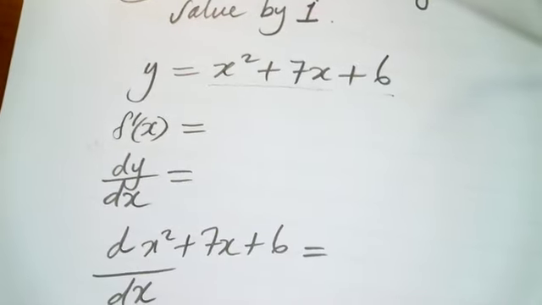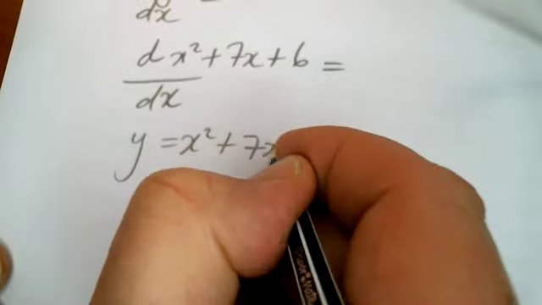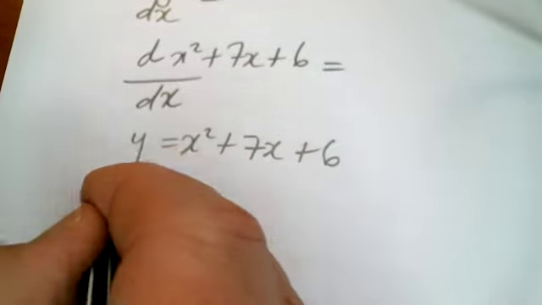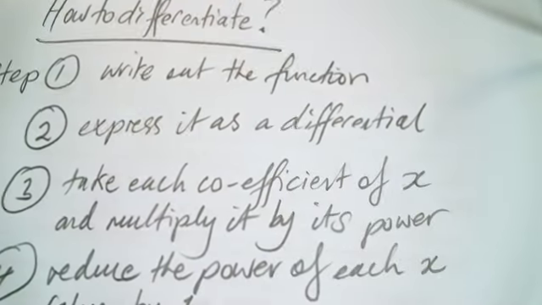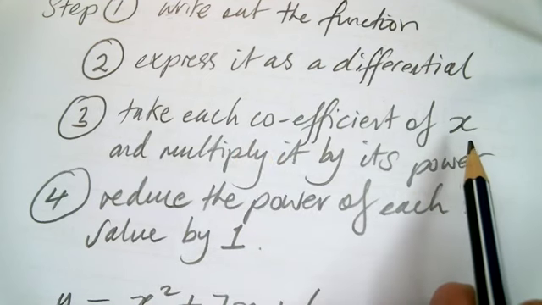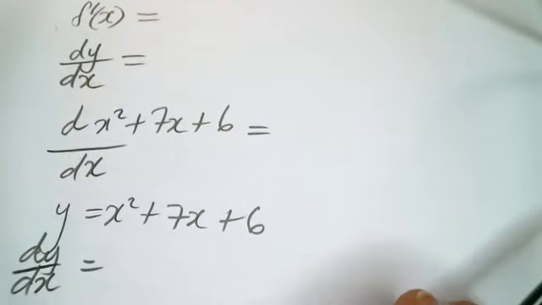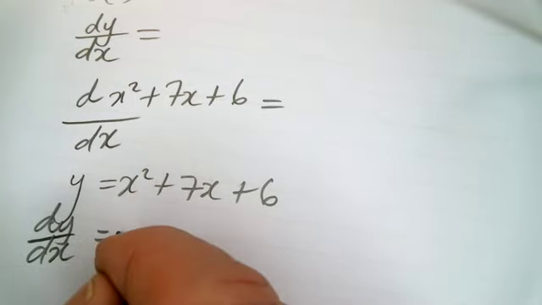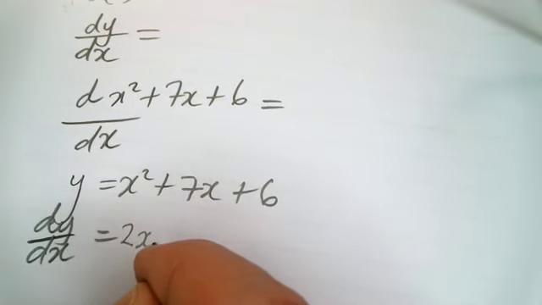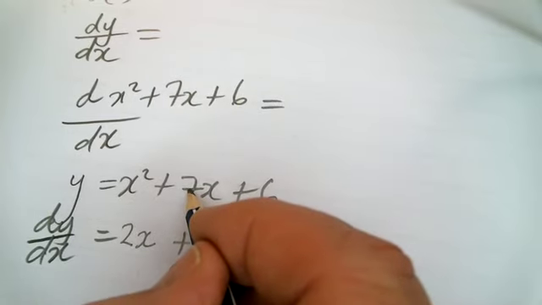So let's go ahead and solve this anyway. So we've got y, so I'll just restate it. So y is x squared plus 7x plus 6. So now I'm going to say dy dx is equal to, and step 3 is take each coefficient of x and multiply it by its power. So let's have a look. Well, the coefficient of x here is 1, and 1 times 2 is 2. I'll put an x there. Plus, take the coefficient of x here, which is 7, and multiply it by its power.